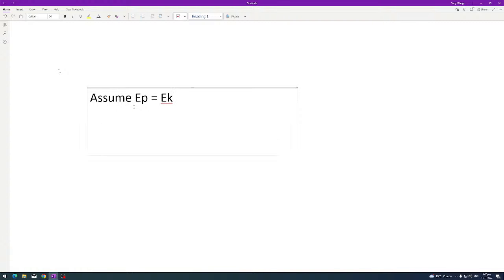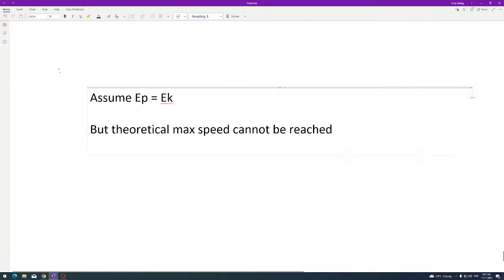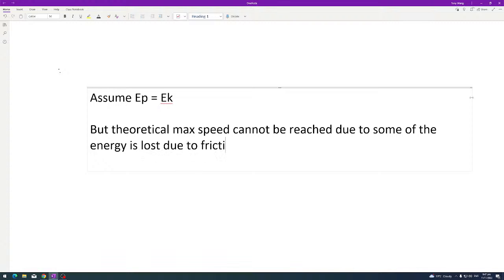However, not all of the EP is converted to EK. We can do the calculation, but the theoretical maximum speed cannot be reached, because some of the energy is lost due to friction and heat. That loss of energy means you can't reach that maximum speed.